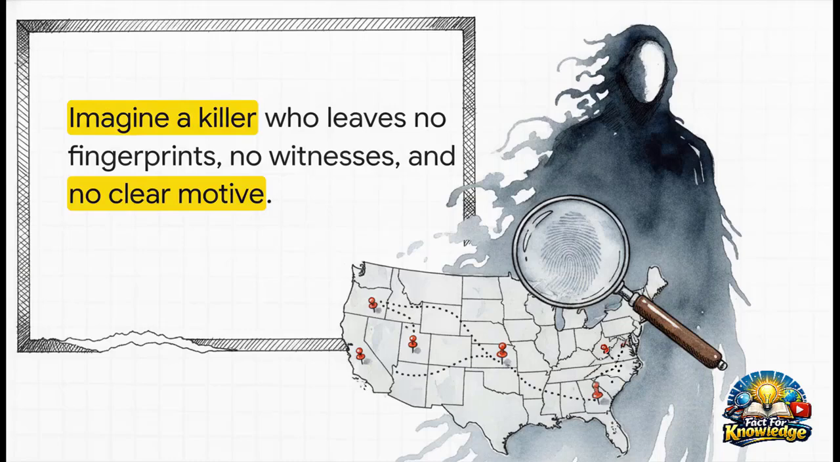Picture this: a killer who leaves behind absolutely no fingerprints, no witnesses, and worst of all, no clear motive. Just a chilling, invisible trail of victims scattered across multiple states. For a very long time, these types of motiveless stranger-on-stranger crimes completely paralyzed communities. I mean, they represented the ultimate nightmare, right? A looming threat with no face and seemingly no logical reason for what they were doing.